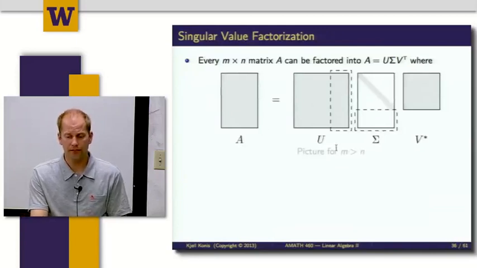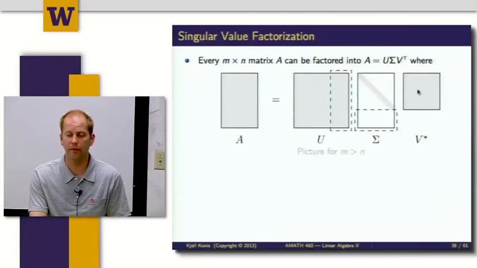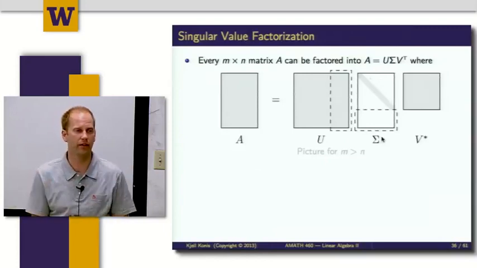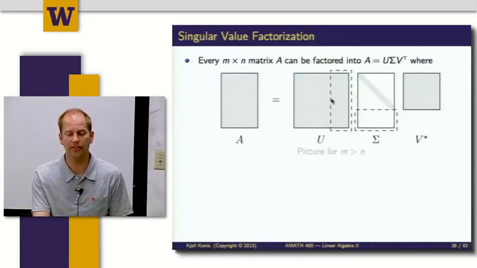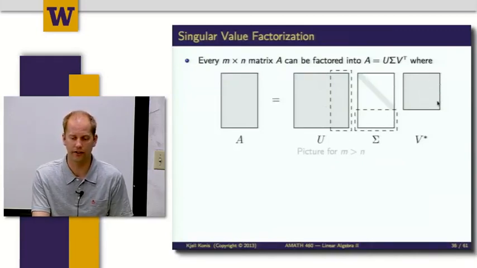This is the picture for m greater than n. Really the only thing that changes, if the number of columns is greater than the number of rows, is that the rectangle in the middle turns sideways, so it's fatter than it is high. The V transpose matrix, where the star is the same thing as transpose, would be the bigger matrix, and U would be the smaller matrix, because the dimensions still have to line up. So I can take any rectangular matrix and factor it into an orthogonal factor, a diagonal factor, and another orthogonal factor.